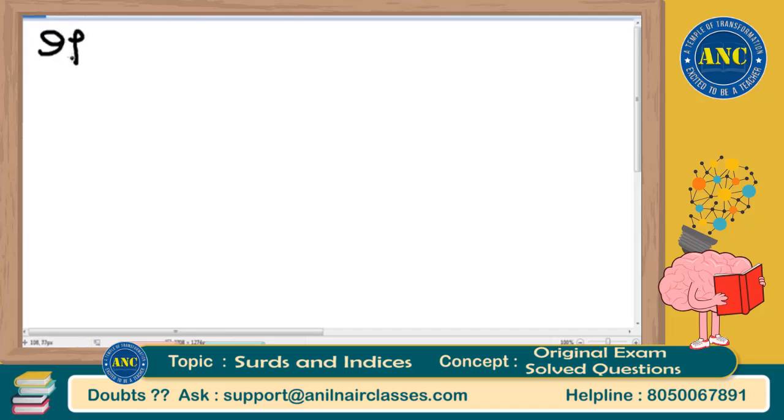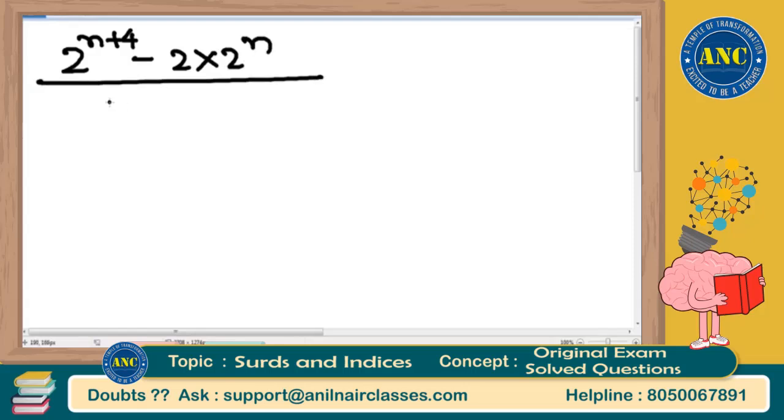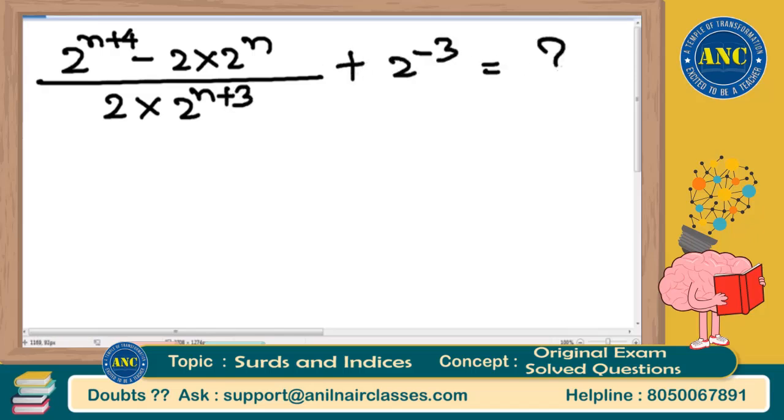Suppose your question is: simplify (2 power n plus 4 minus 2 into 2 power n) divided by (2 into 2 power n plus 3) plus 2 power minus 3. Simplify this expression is the question. There are two methods which I will implement. You decide which is the convenient method for you.